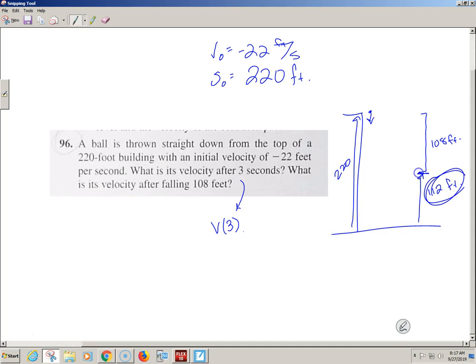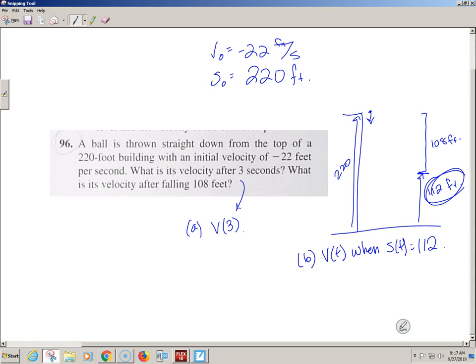So the position after, and I know my scale is off, it should be a little bit right there. But if I've fallen 108 feet, I'm 112 feet off the ground based on my 220-foot building. So then I'm going to want to know the velocity when position is 112. This is my first objective. This is my second objective.